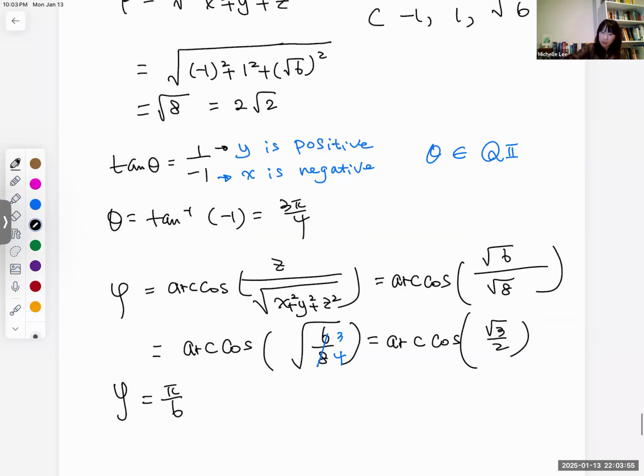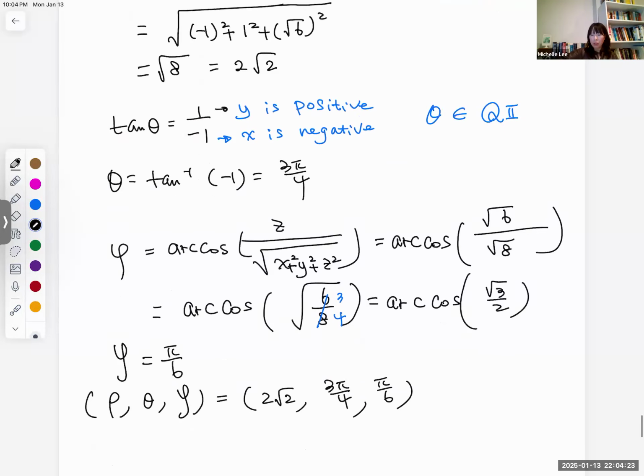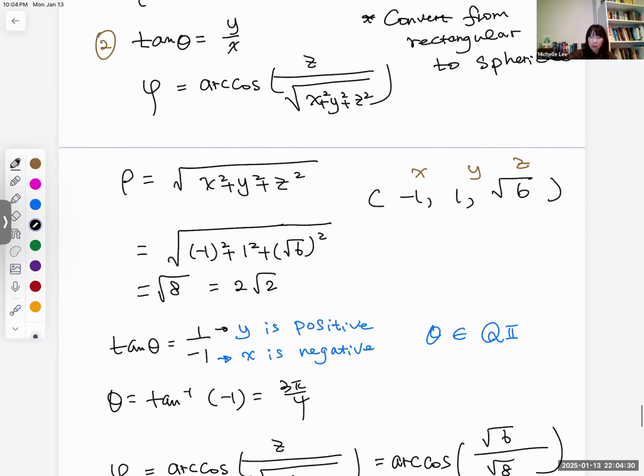All right, so we have rho, theta, phi, which is 2 square root of 2, theta equal to 3 pi over 4, and phi is pi over 6.